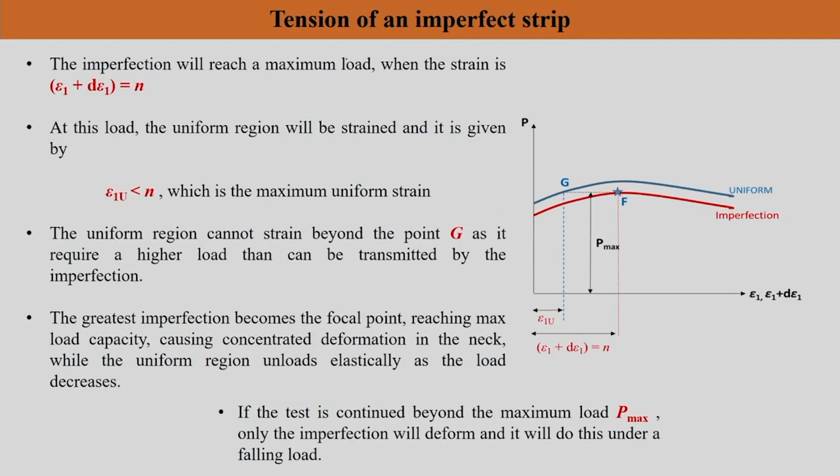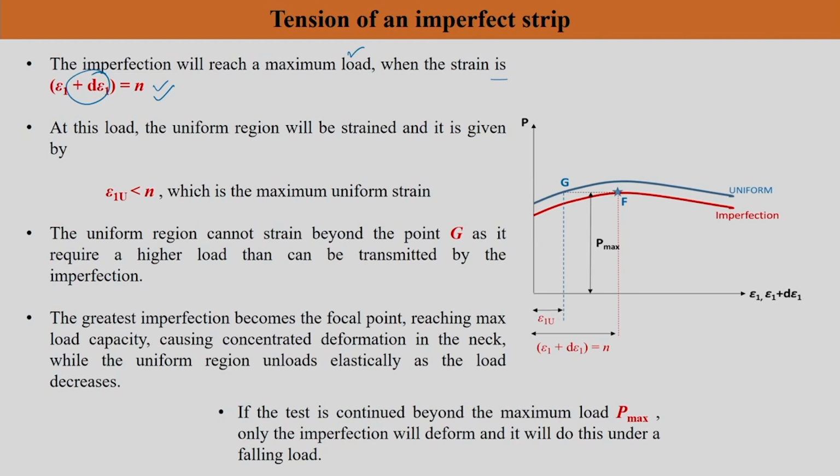The imperfection will reach a maximum load. Why? Because it is weaker, when the strain epsilon 1 plus d epsilon 1 is equal to n. Same equation only, we are going to add this part. Why? Because imperfection is actually going to have larger strains here when compared to the uniform region. So, whenever this happens, there will be one particular load that will be reached. Now, at this particular load, what will happen to the uniform region?